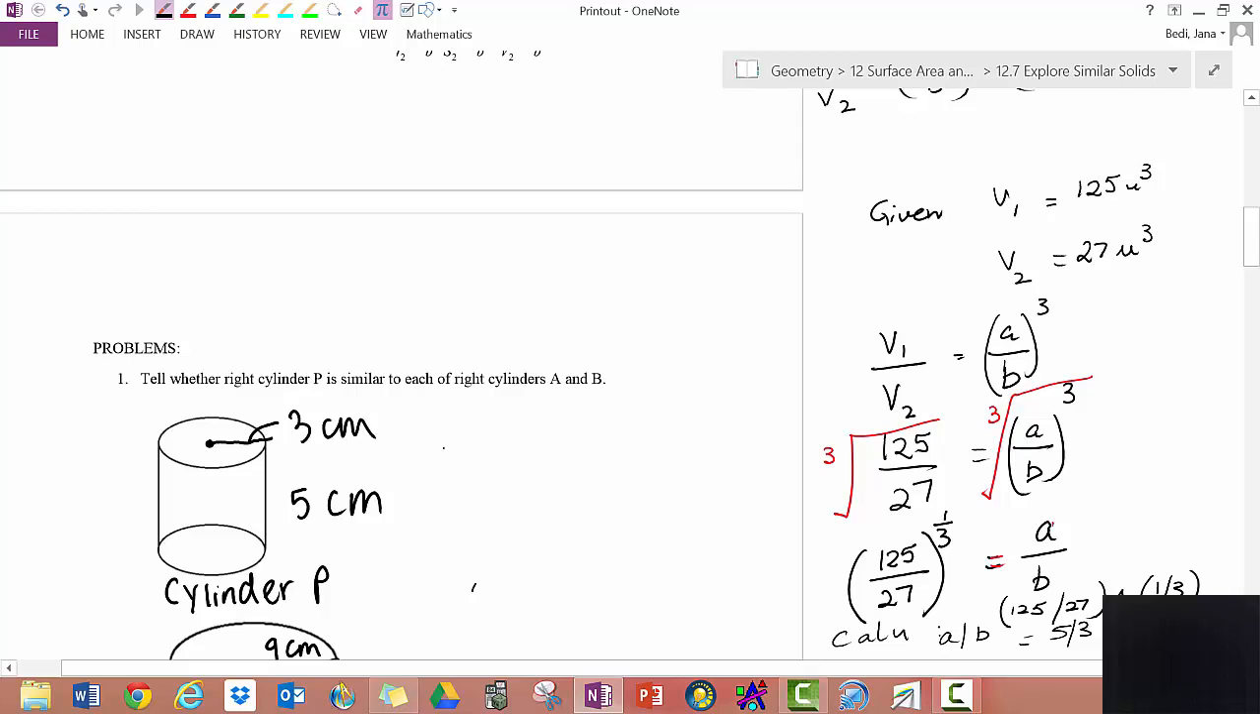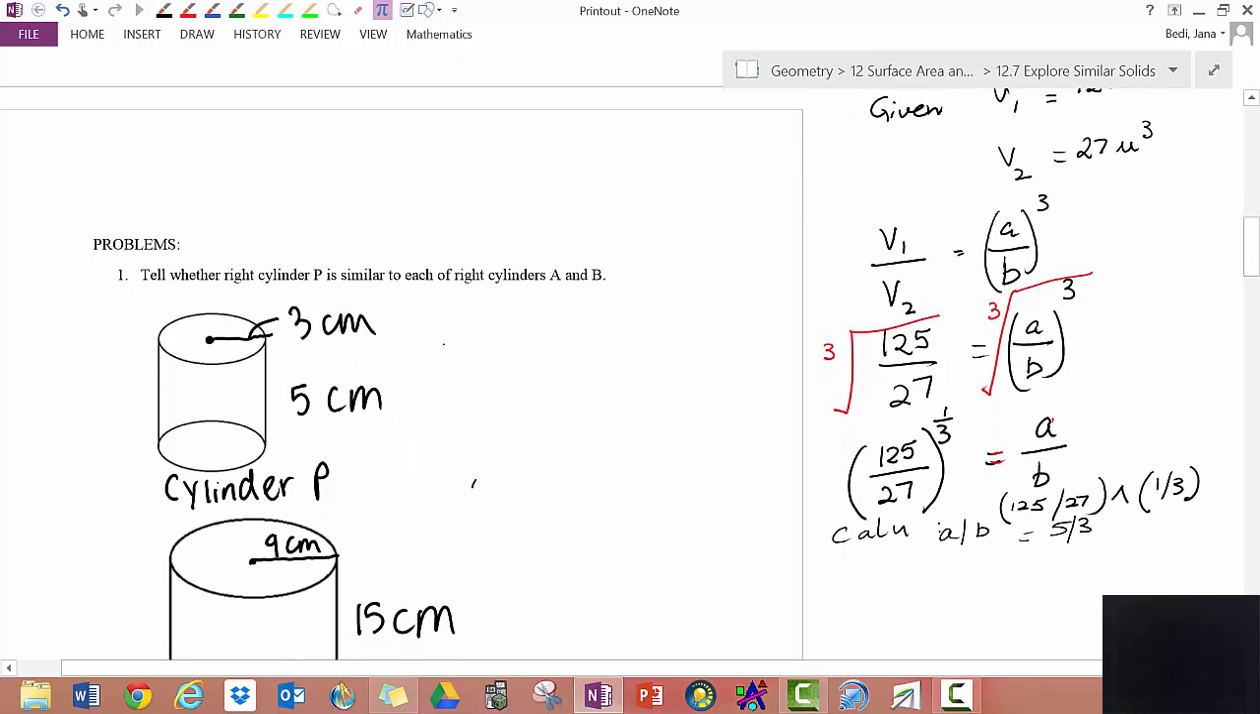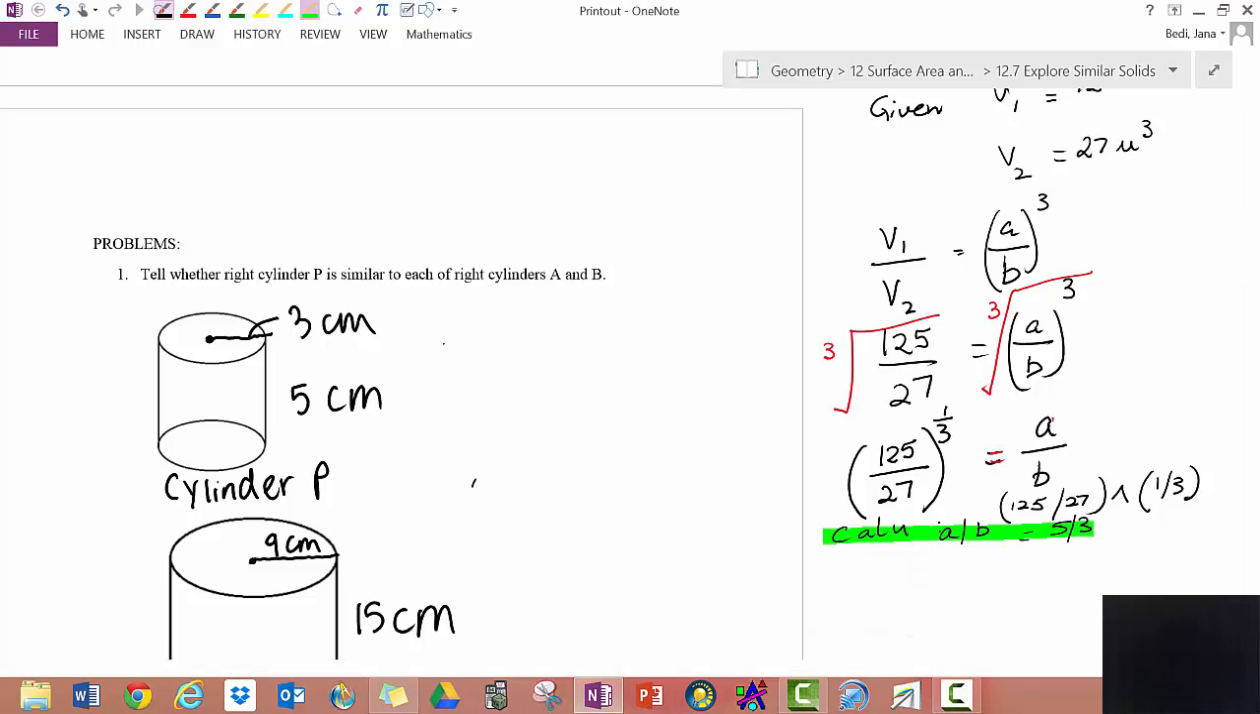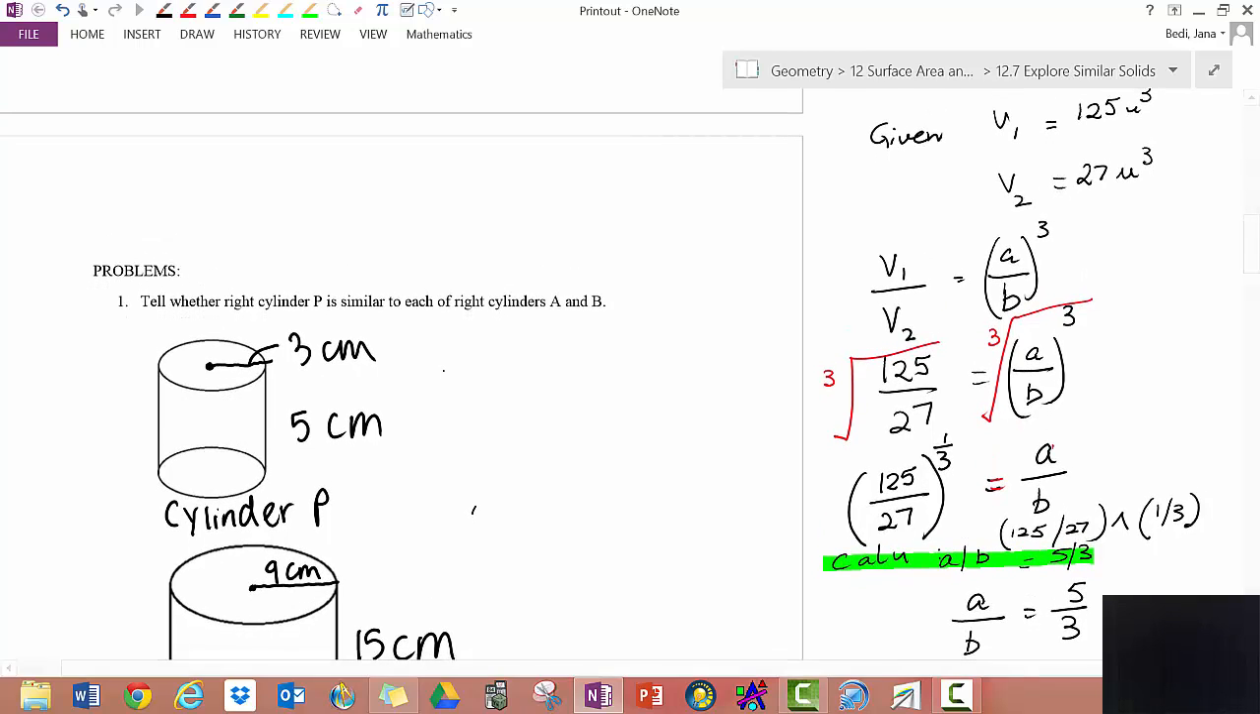I'm sorry, I'm having to squeeze this in a little. Let me move down here. So your scale factor, let me rewrite it, A over B equals 5 over 3. And if I needed to find the ratio of the areas of these two solids, then I would just do A squared over B squared. And when I say areas, I meant the surface areas.